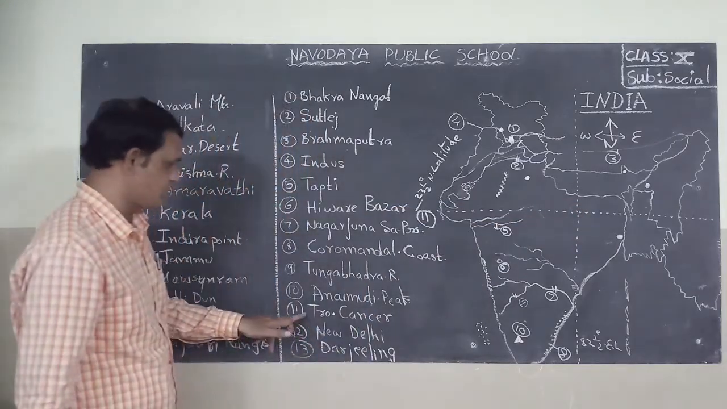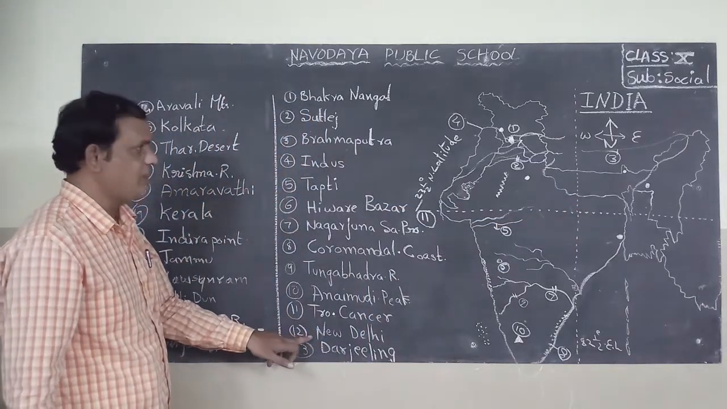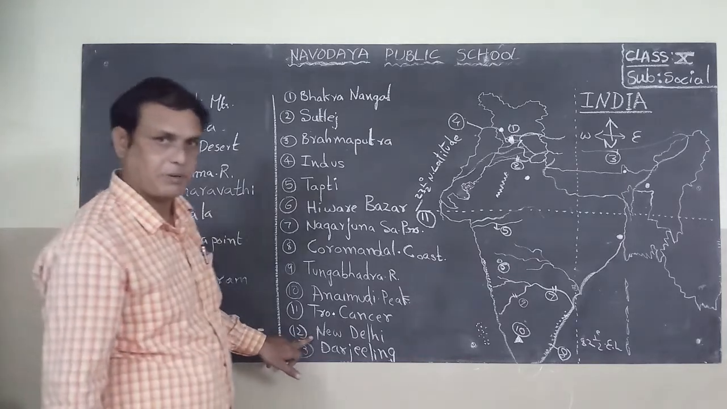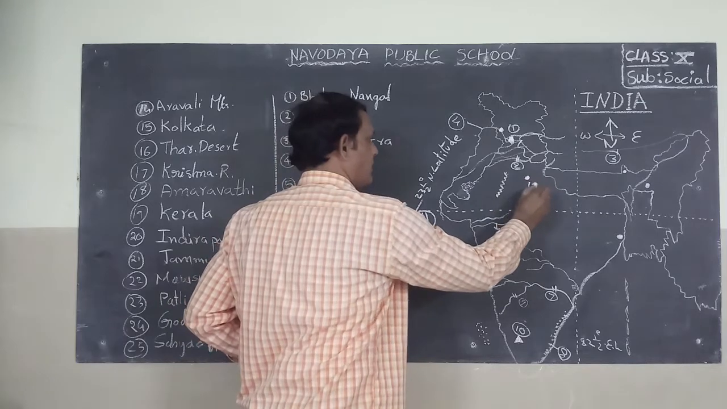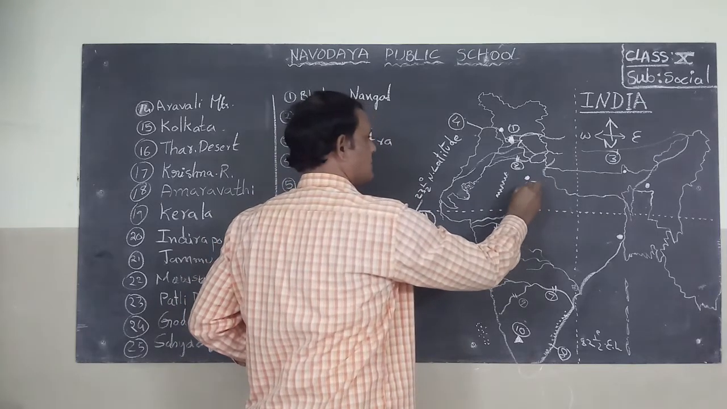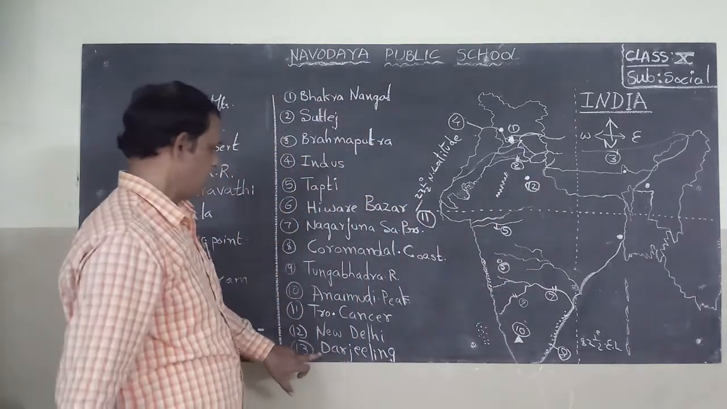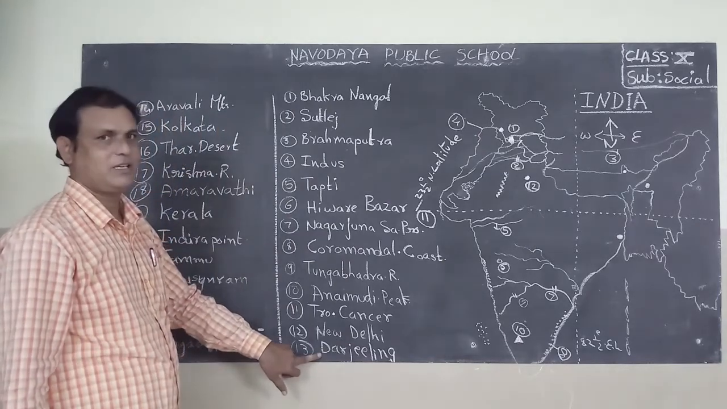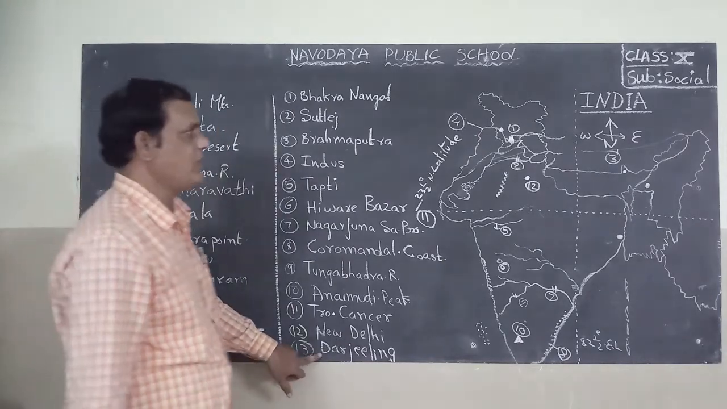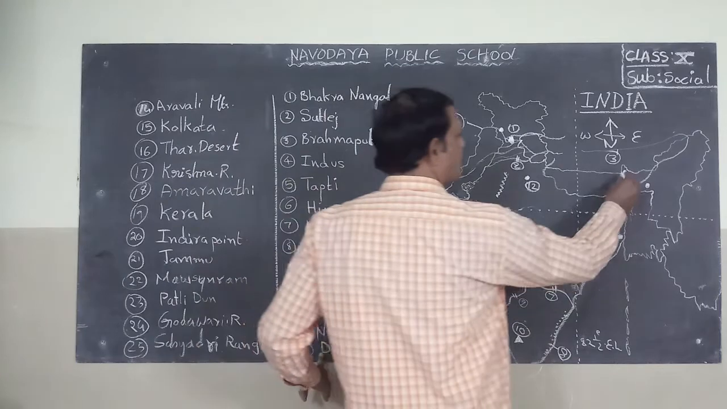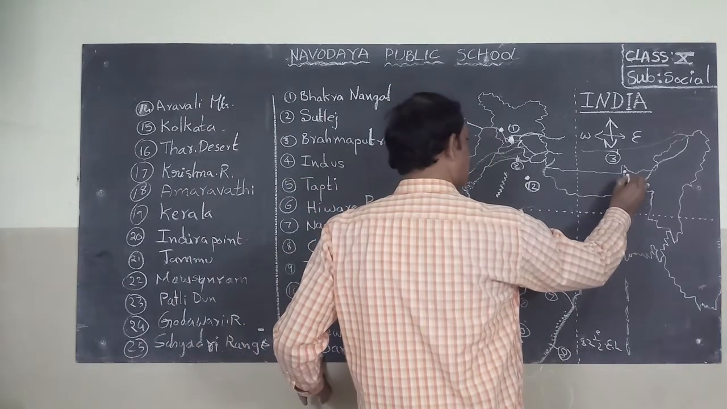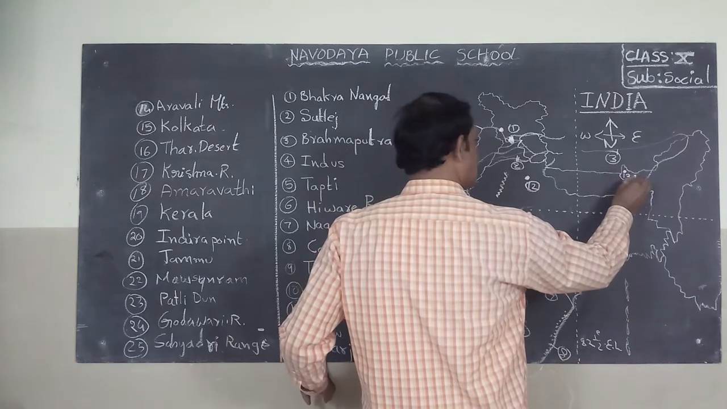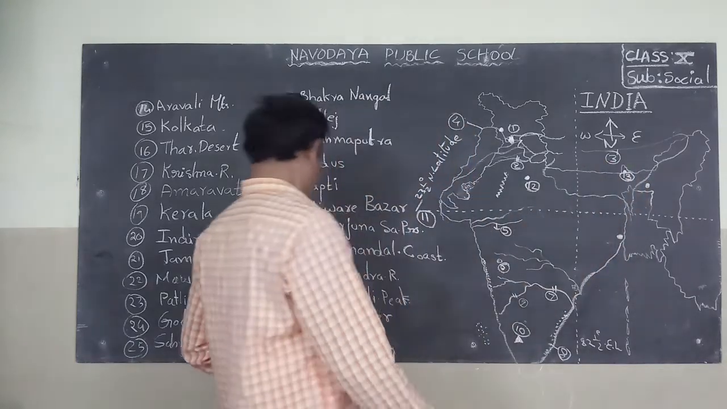Next, listen students, look at this. New Delhi. This is the capital of our India. Give number 12 in the index. Next one, Darjeeling. Where is Darjeeling located? Look, boys and girls, here. This is Darjeeling, number 13. Next one.